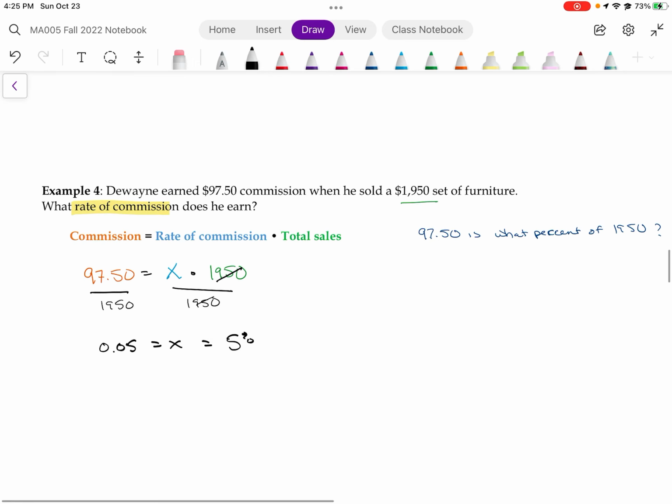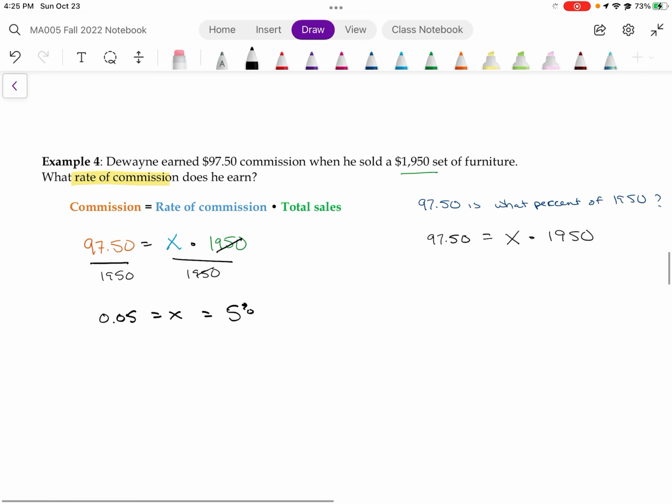Okay, and you could do the same thing with the sentence over on the right. 97.50 is what percent of 1,950? And solve it the exact same way that we just did.